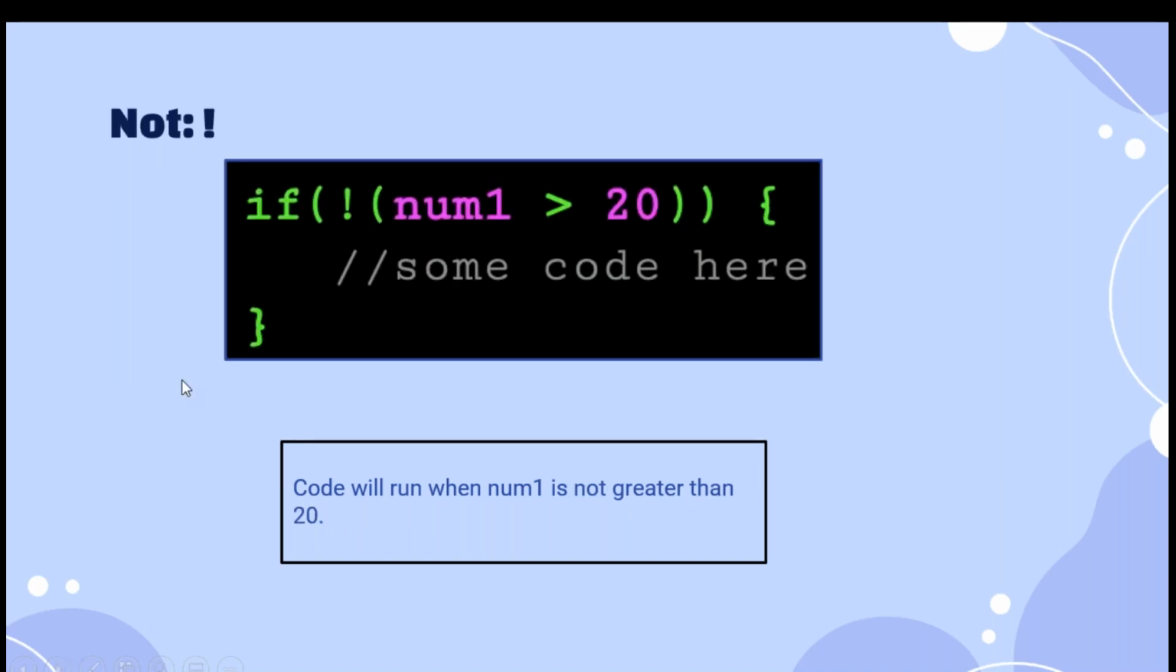And finally, we have something called the NOT operator. The NOT operator is basically what it sounds like. It says this is not this. For example, if num1 is not greater than 20, then the code will run. So if num1 was equal to 1, the code will be good. But if num1 was 30, the code will just reject it and not run, because it does not meet the criteria that the logical operator has set for us.